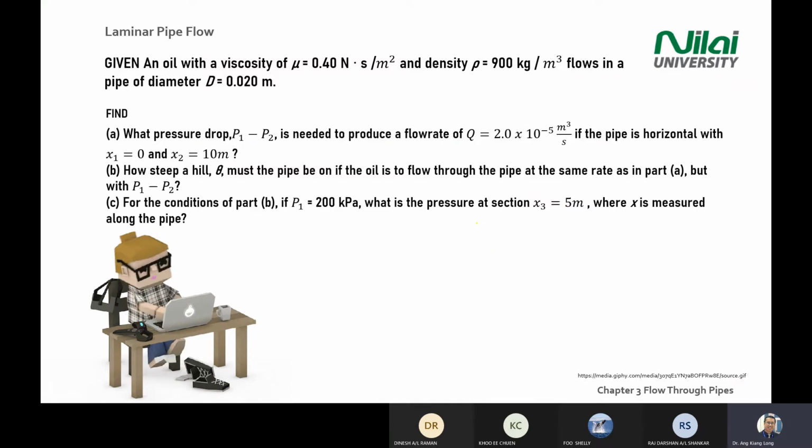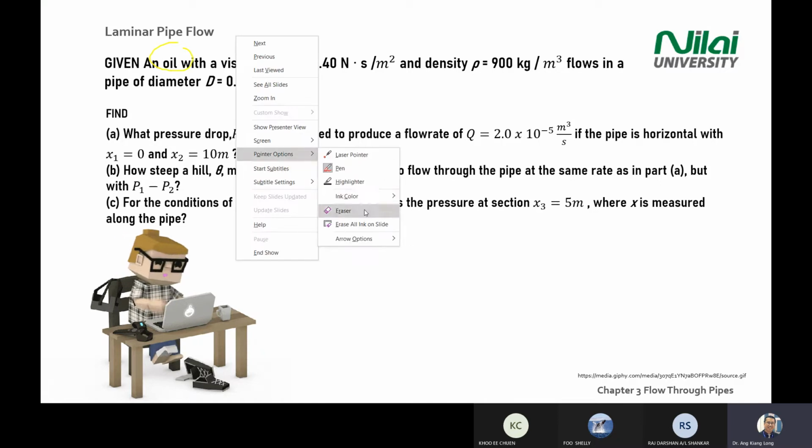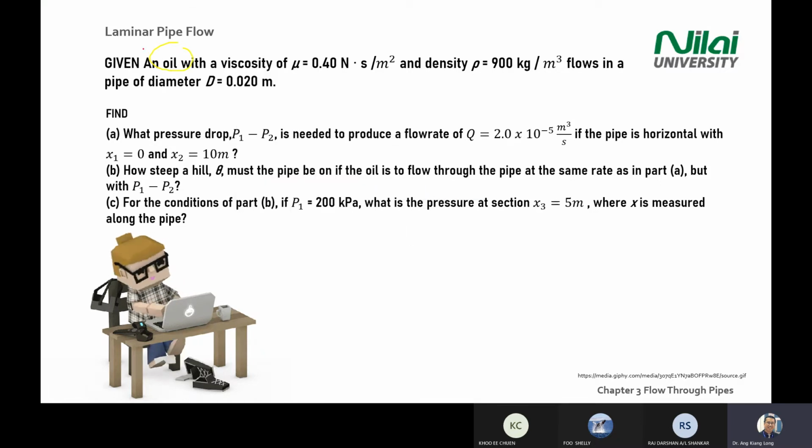Sometimes you're not given any diagram at all. You're just given a statement like this in your test. You have an oil flowing in the pipe. You're given the dynamic viscosity, mu, equal to this value. Mu is given, density is given, diameter is given. So you have mu, rho, and D.